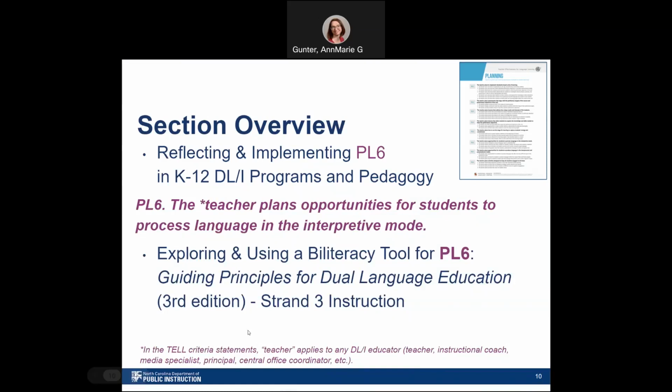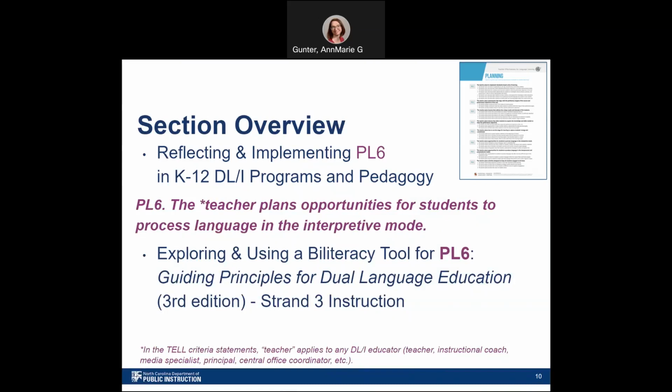Let's take a quick look at our section overview for biliteracy. We're going to begin by reflecting and implementing PL6, or Planning, Criteria 6, in our K-12 DLI programs and pedagogy. PL6 is the teacher plans opportunities for students to process language in the interpretive mode.